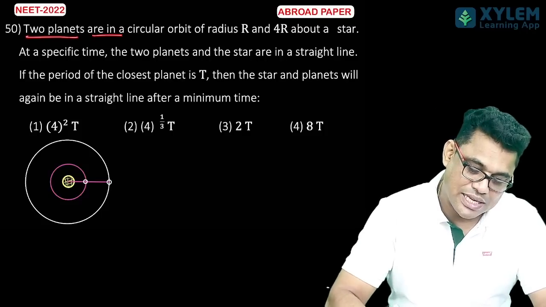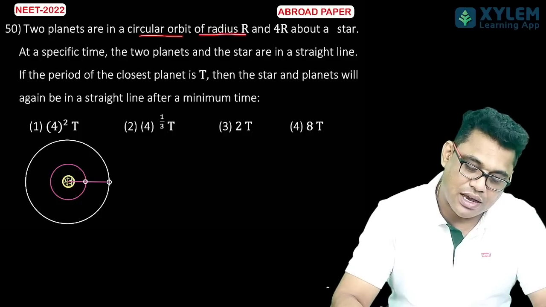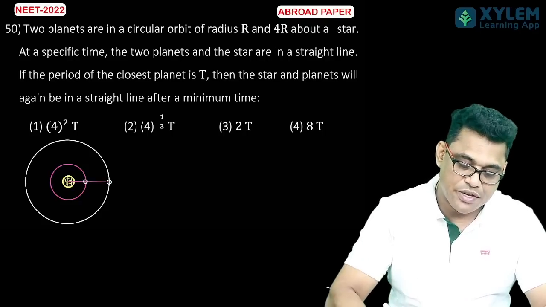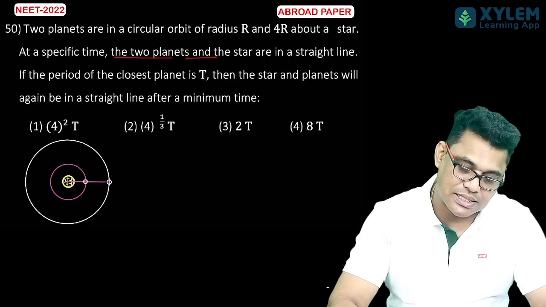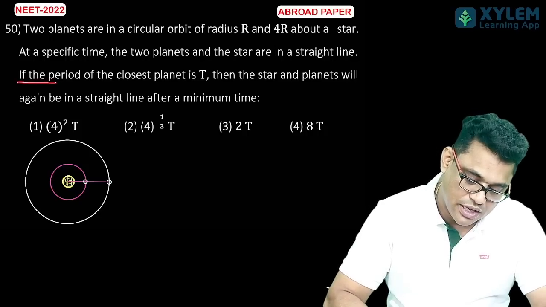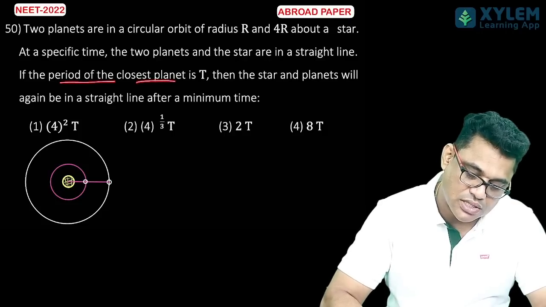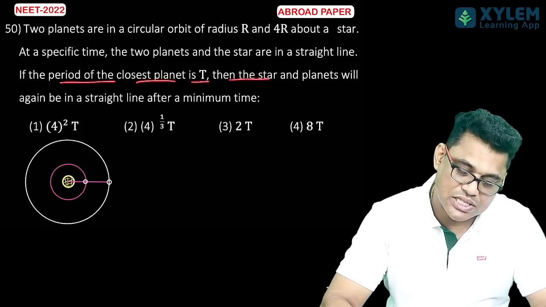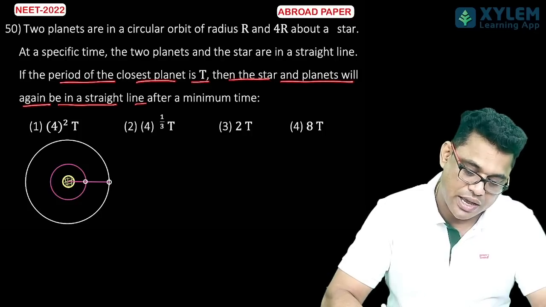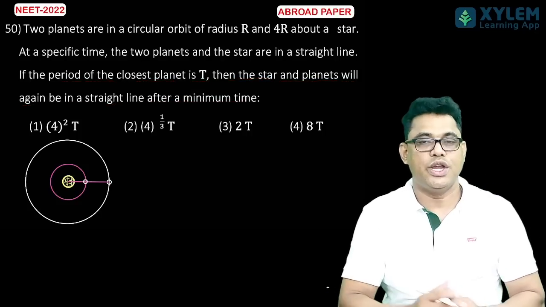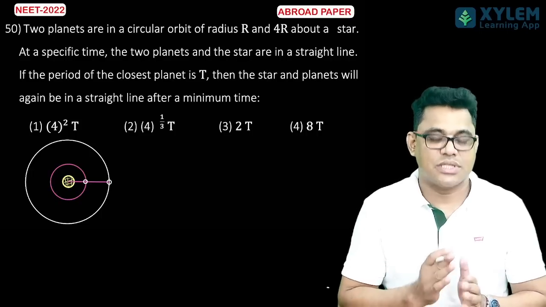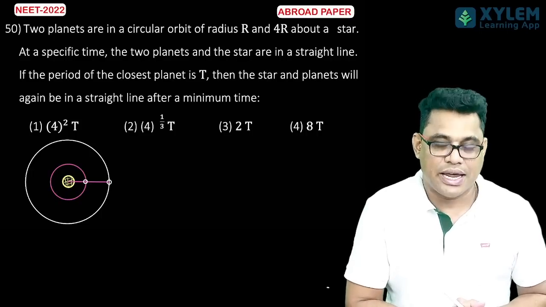Two planets are in a circular orbit of radius r and 4r about a star. At a specific time, the two planets and the star are in a straight line. If the period of the closest planet is T, then the star and the planets will again be in a straight line after what minimum time? We need to find the minimum time after which these three come in a straight line.